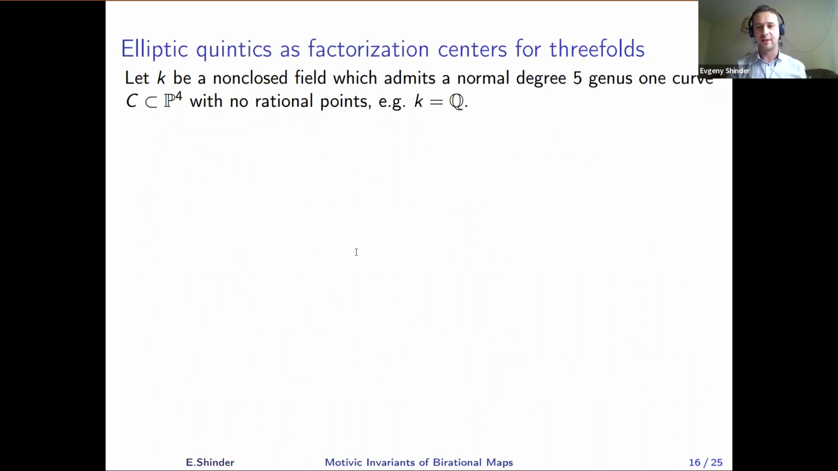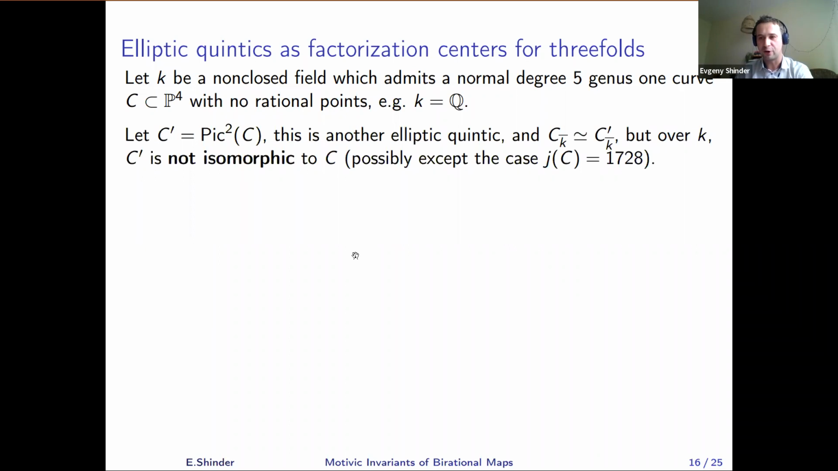We are looking at Jacobians of a single genus one curve. So we're looking at degree 5, which is the first interesting degree. We're looking at non-closed fields such as the rational numbers or any other number field, and we take an elliptic quintic with no rational points.